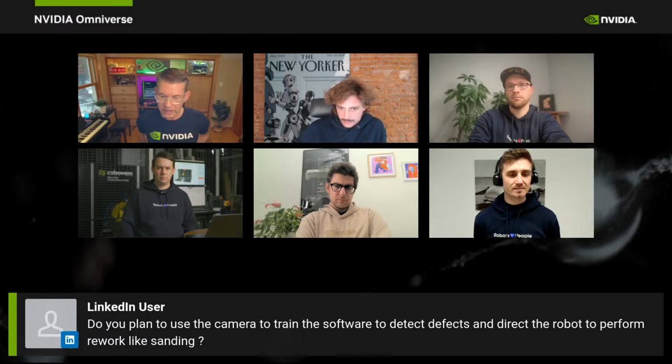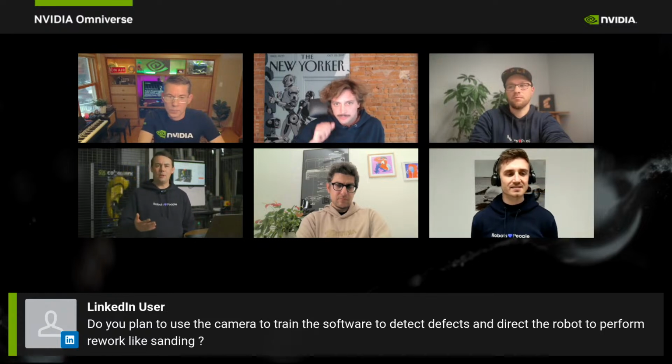Okay, great. Here's one coming from LinkedIn. Do you plan to use the camera to train the software to detect defects and direct the robot to perform rework like sanding? So we don't, but our customers do. That's exactly the point. We provide tools to help companies build those amazing things. Sanding, palletizing, those are all not applications we have built, but they are built by our partners, who are using the technology. So whoever asked that question, if you're interested in that, if you're from a sanding expert company, just use the tools and build it yourself, or go to your favorite system integrator, show them Nova and ask them to build it for you.